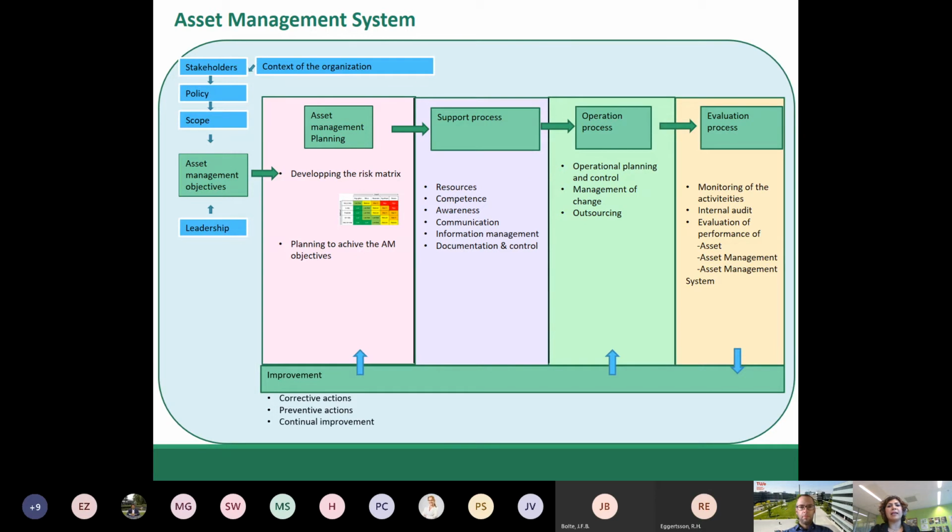As you see, it's not a linear process, it's a loop. You do activities, you evaluate, and you improve, and you keep doing this until you get the results that you are expecting from the asset management system.